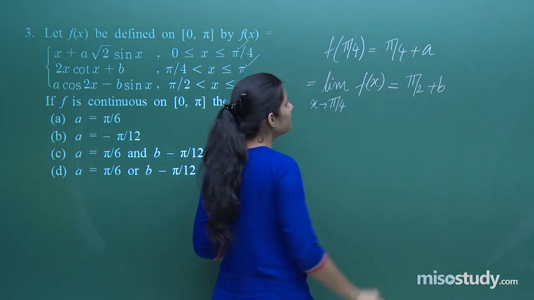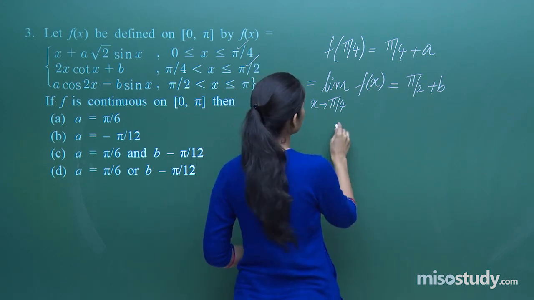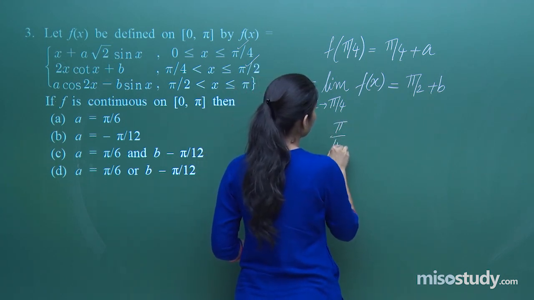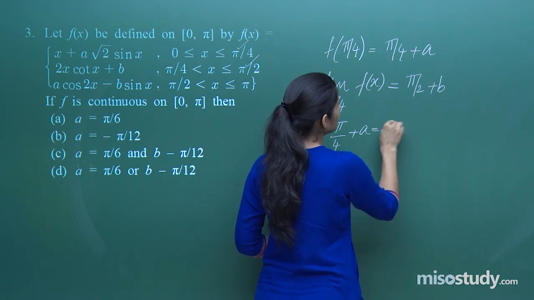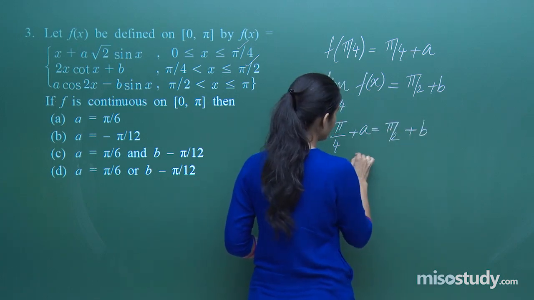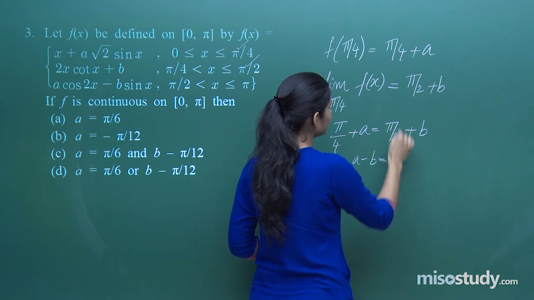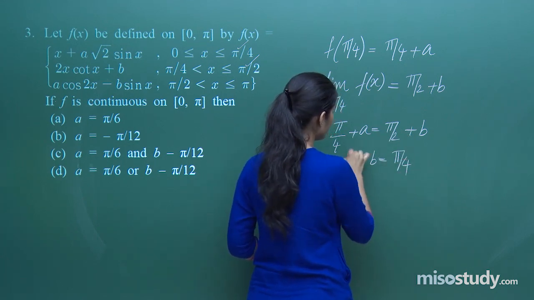Both of these are equal because the function is continuous at pi by 4, so you are getting pi by 4 plus a equals pi by 2 plus b, or a minus b is pi by 2 minus pi by 4, which is pi by 4.